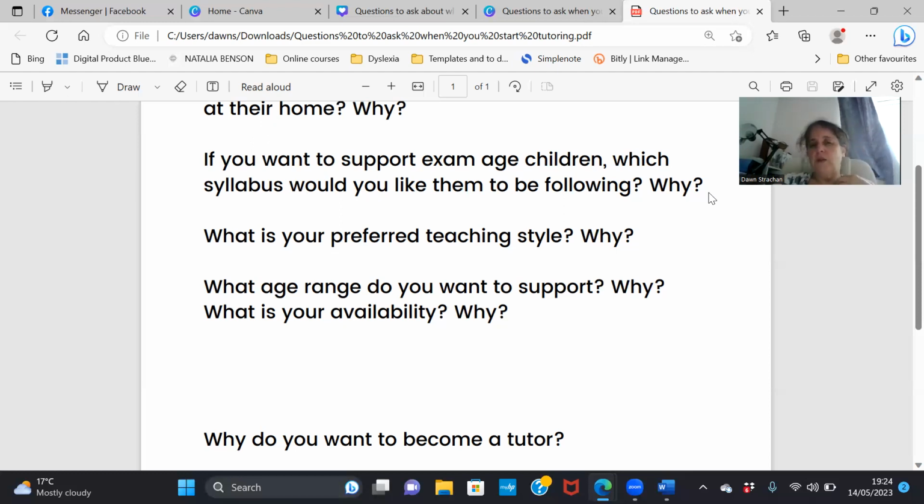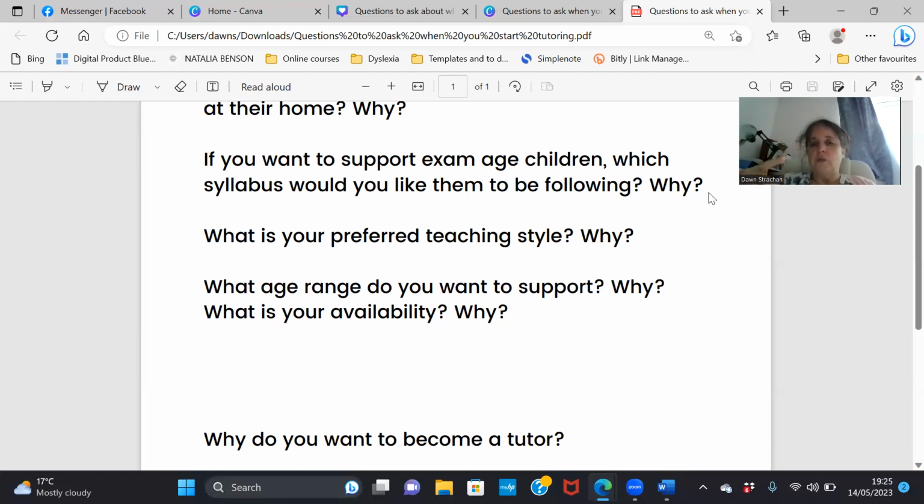The next thing you need to think about is what's your preferred teaching style? Is it resources and textbooks? Is it games? Is it conversation? Is it reading? And again, ask yourself why. Is that because that's how you feel you learn best? Is it because you feel that's easiest? Is it because you feel that's what's expected? Is it because that's how you were educated, and so that's obviously the way things are done? So what's your preferred way of actually supporting other people with their learning, and why?